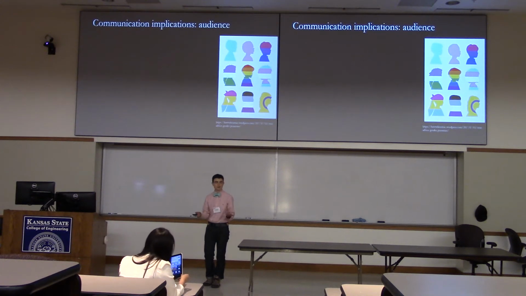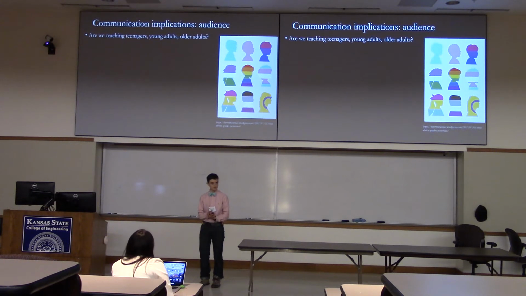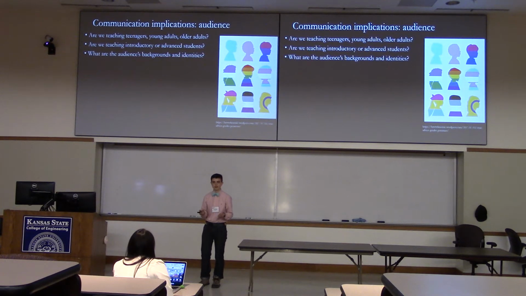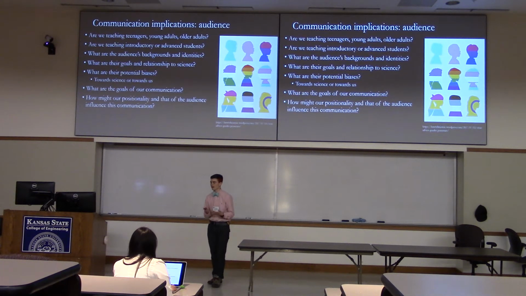So I think we have another set of questions we need to ask ourselves about our audience. So what is the age of our audience? Is it really young people? Is it college students? Is it older adults? Are we teaching people who are very familiar with this material, or people to whom it's entirely novel? What are the audience's backgrounds and identities? What are their goals and their relationship to science? And if we don't know, can we ask? And what are the potential biases that our audience has, both towards us as scientists and communicators, and towards science itself? What are the goals of our communication? And how might our positionality and that of the audience influence how the communication goes?